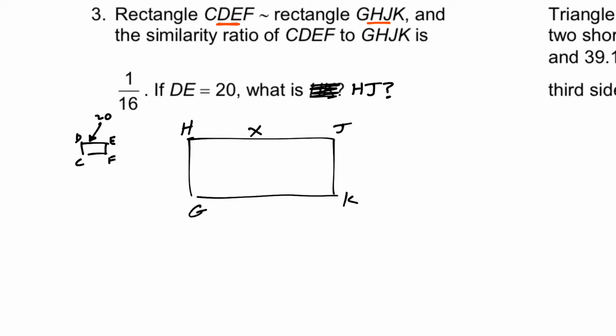We need to be careful when we set up our ratios and our proportion, because our similarity ratio was given as rectangle CDEF to rectangle GHJK, and that goes with this scale factor they gave us of 1/16. So if you pay attention, since CDEF is first, before the word 'to,' and rectangle GHJK is second, after the word 'to,' that means we have to set this up as little rectangle over big rectangle.